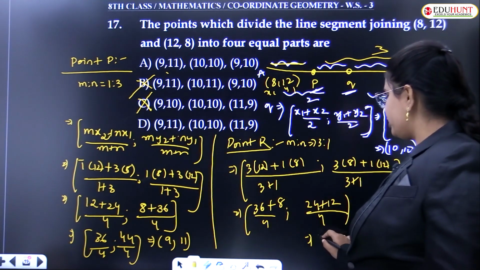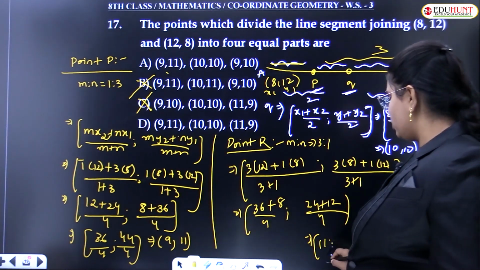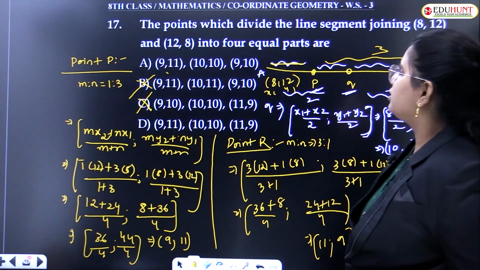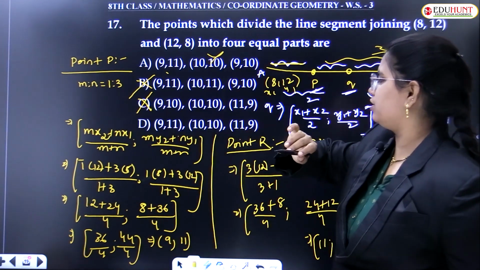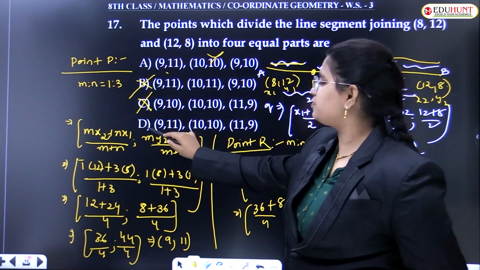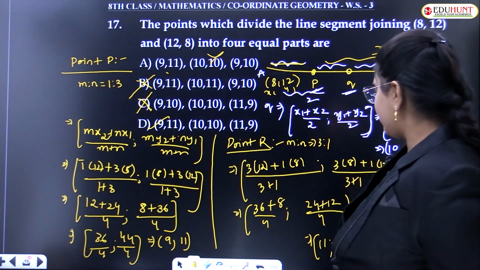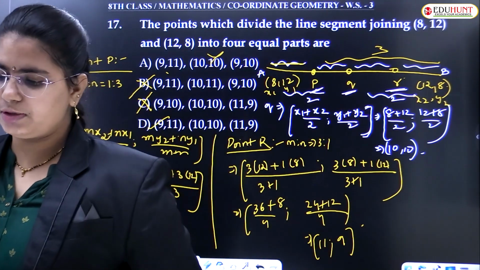So what are the points? 44 by 4, which is how much? 11, 9. So what are the 3 points I may get? Here we are having 9, 10, so this cannot be the option. So if you have observed, option D will be the answer: 9, 11, 11, 9, 10, 10. So I hope everybody is getting this problem.